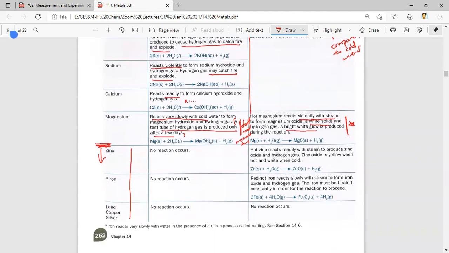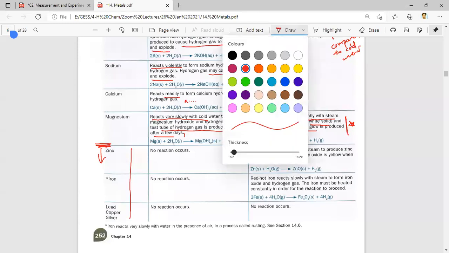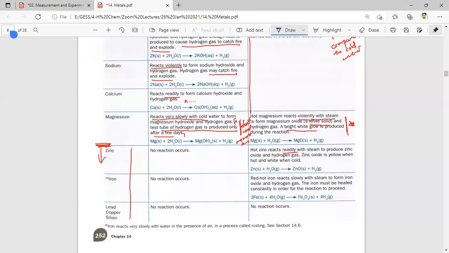In terms of zinc, you realize it is less reactive than magnesium. Why? Because it only reacts readily. Hot magnesium is violently, hot zinc is only readily. Now, I want to put blue here. This one I put in blue is a star for your practical. Theory, yes, also, but this is a star for practical.